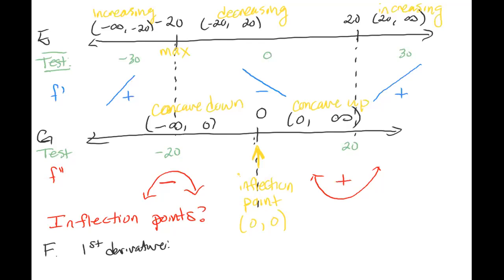And then similarly, this critical number has a first derivative that is negative to the left and positive to the right. So the graph is decreasing to the left and increasing to the right. That means by the first derivative test, this other critical number is the location of a relative minimum. So by the first derivative test, negative 20 is the location of a relative max, and 20 is the location of a relative minimum.